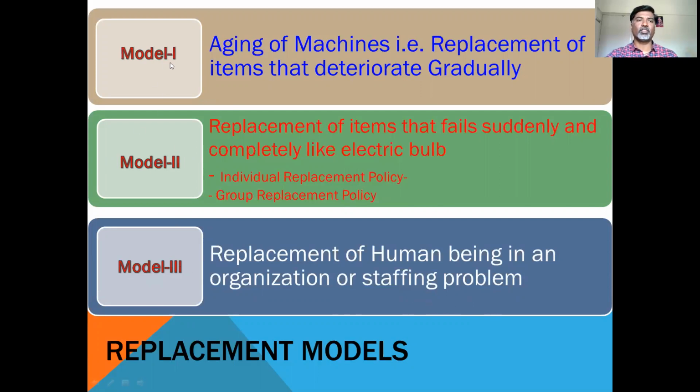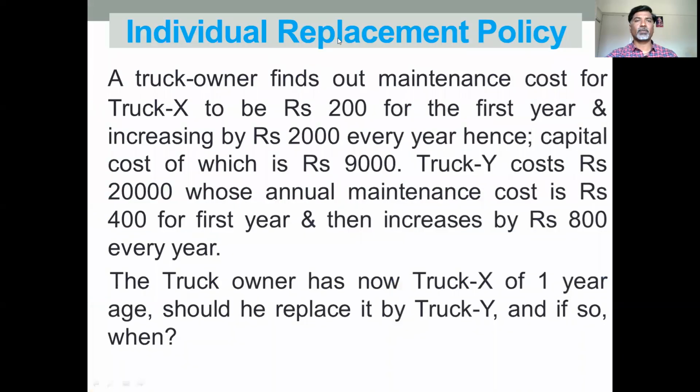Now we are discussing the first model, that is aging of machine, the replacement of items that deteriorate gradually. We'll see one example of that. So what is individual replacement policy for this? One example is given here to check individual replacement policy.